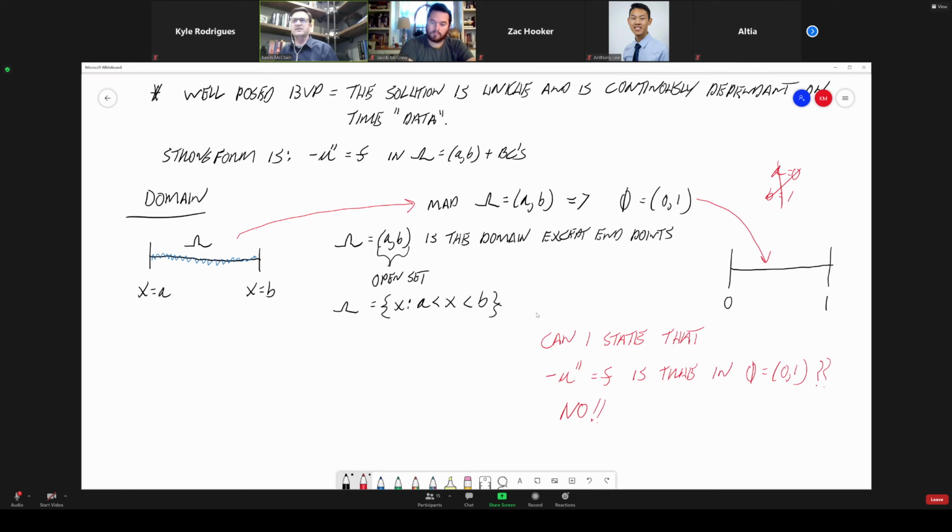But if I were to write something silly like minus u double prime is equal to a lowercase phi times f, well, then it can be, right? Because you don't know what phi is. And this thing right here, we're going to be calling these weight functions.